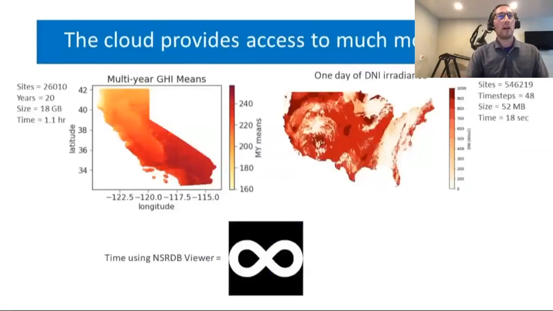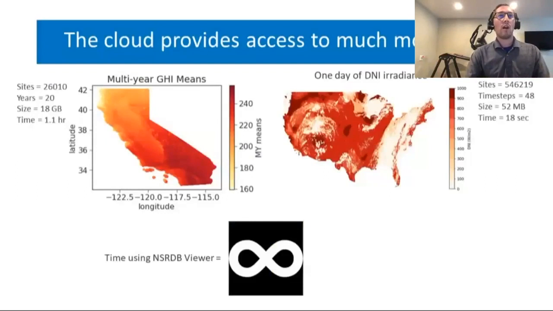So these are two examples of me accessing data using the Open Energy Data Initiative platform. One is downloading all 20 years of data for California to compute the multi-year GHI means. This took me about an hour to download to my laptop and compute. It was about 18 gigabytes of data that I streamed directly to my laptop. Another example is one day of DNI irradiance. So this is about 52 megabytes, and it took me 18 seconds to download. Both of these examples are impossible to do with the NSRDB viewer. It's just more data than we can serve up.